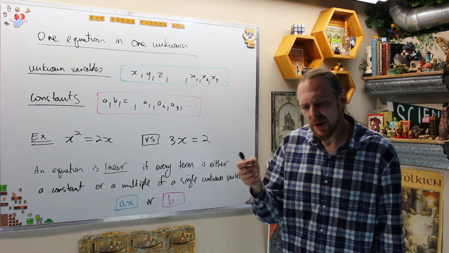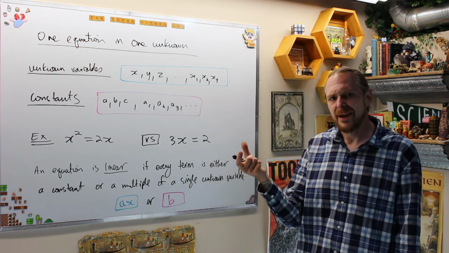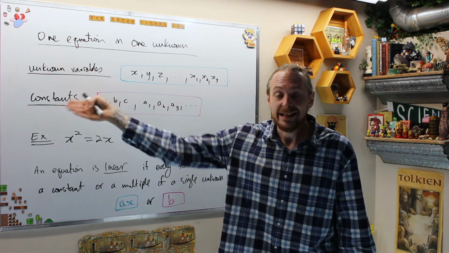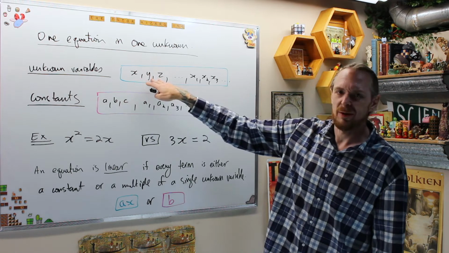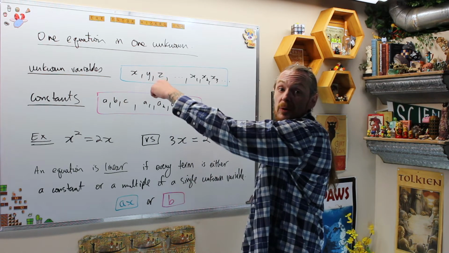So usually for the unknowns, we use the end of the alphabet, x, y, z. For constants and fixed numbers in the equations, I know at first you're like, well, these look like unknowns, but these are the things we're actually looking for in the equations.